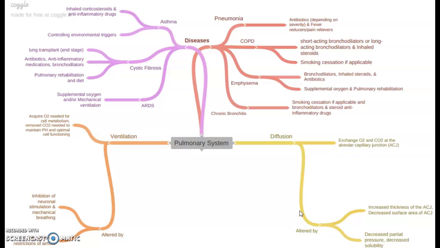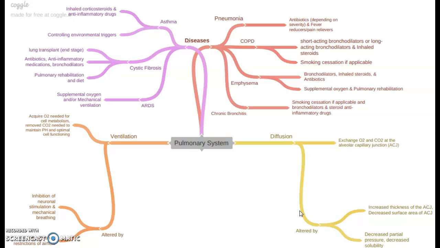Now, for diffusion, it is the exchange of O2 and CO2 at the alveolar capillary junction, ACJ. Some of the things that it is altered by are increased thickness of the ACJ, decreased surface area of the ACJ, and decreased partial pressure and decreased solubility.